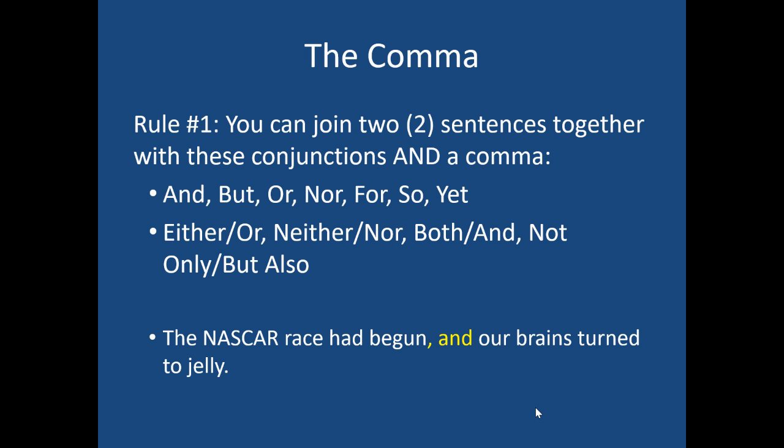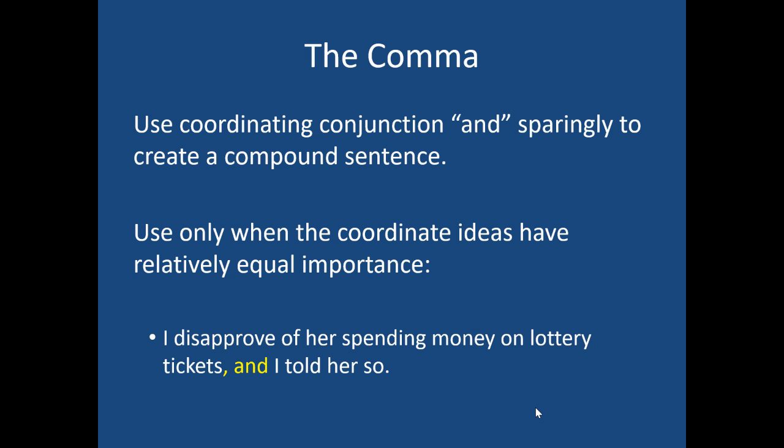So if I said, the NASCAR race had begun, and our brains turned to jelly, we can use a comma and a conjunction to actually join those 2 sentences together. Classic compound sentence. Now, a coordinating conjunction, and, I try to use that one sparingly to create a compound sentence. And the SAT will do the same thing.